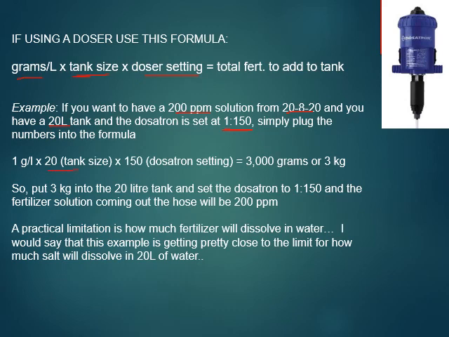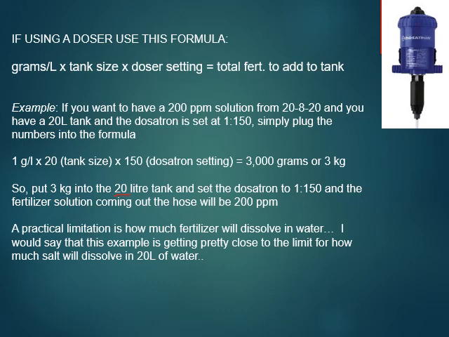20 liter tank size, 150-to-1 dilution rate means we take 1 gram per liter times 20 times 150, which gives us 3,000 grams or 3 kilograms in our 20-liter tank, okay? And that gives us the desired ppm coming out the other side of that fertilizer doser every time we use it.